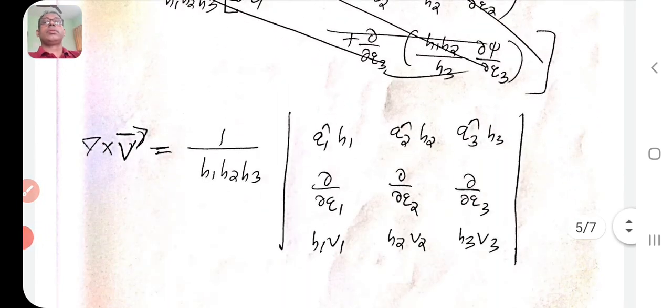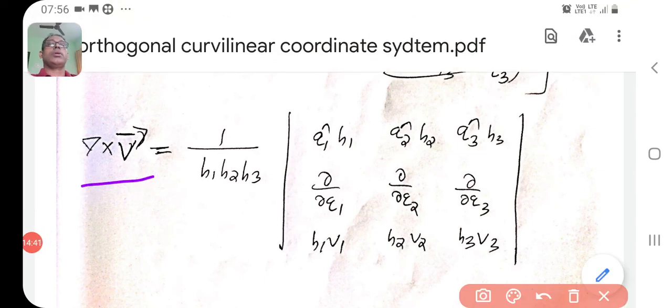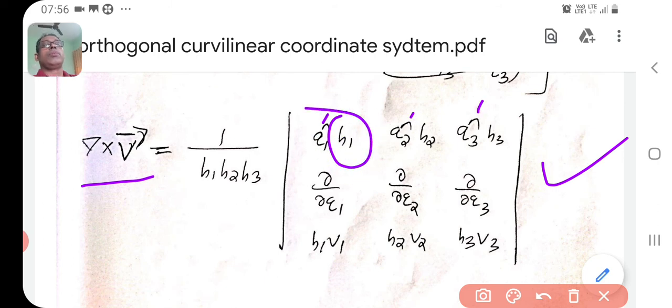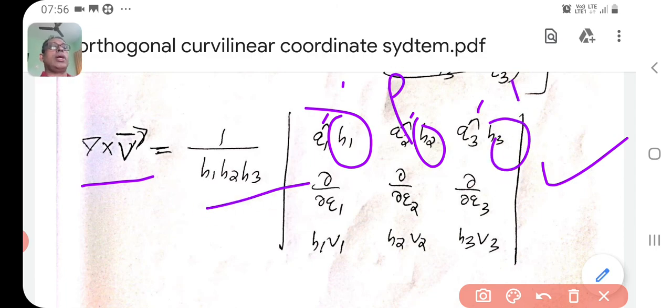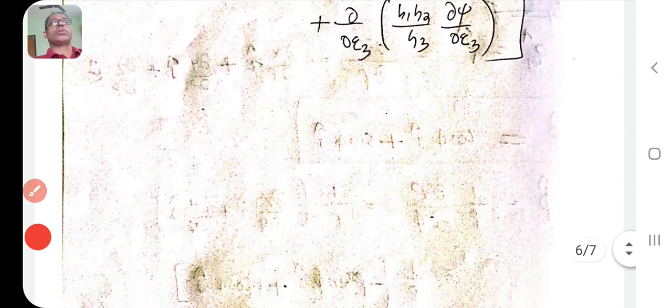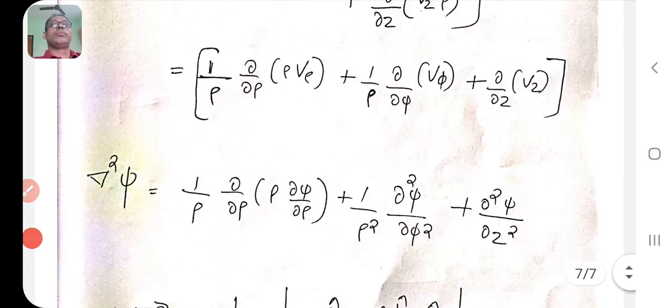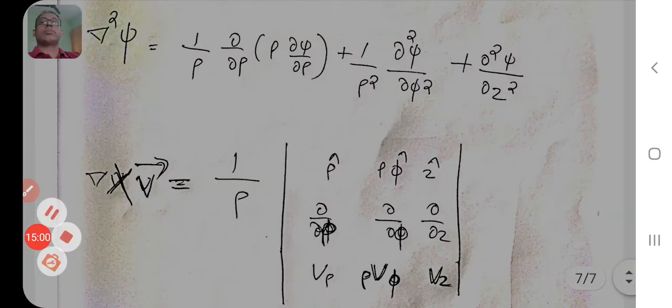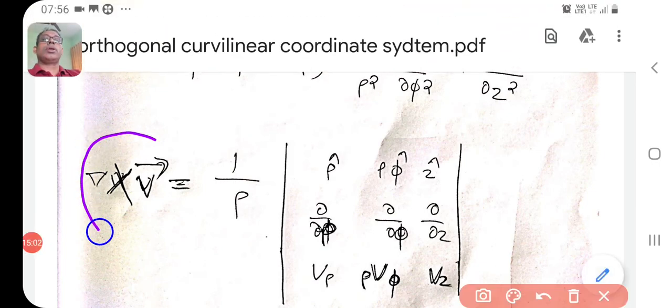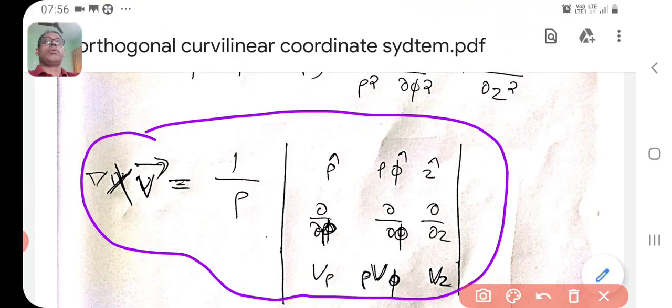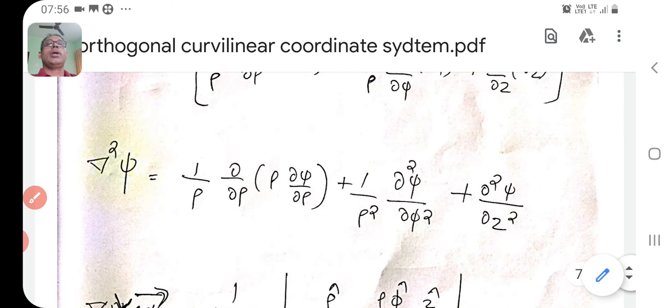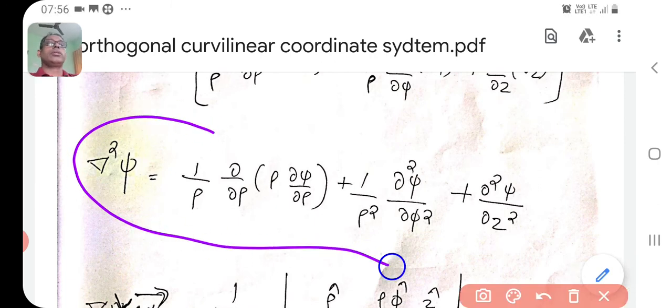And here we have the curl, del cross V. This is the expression. So Q1 is rho, Q2 is phi, Q3 is z, H1 is 1, H2 is rho, H3 is 1. We substitute for that, and we have the del cross V. This is the expression for del cross V, this 1 by rho, and del square phi is this.